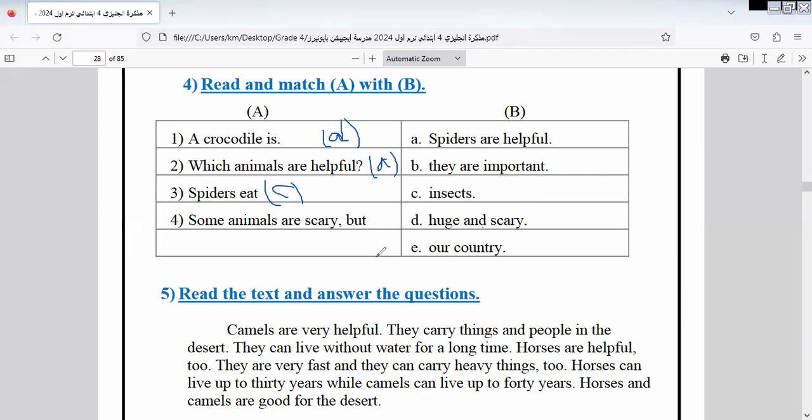Spiders eat insects. Some animals are scary, but what? But they are important, okay? Scary, but they are important, okay? This one. Let's go to another question here.